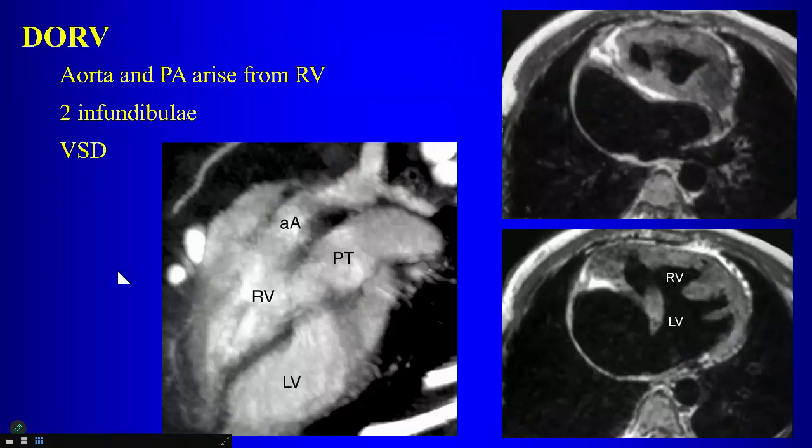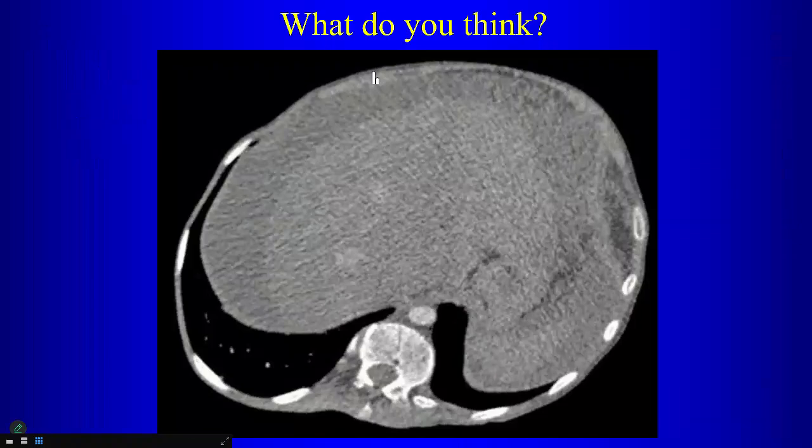Now, when you have double outlet right ventricle, there are actually two infundibuli, two outflow tracts from the right ventricle. So there's a muscular infundibulum underneath both structures, underneath the aorta and also underneath the pulmonary artery. And again, there will always be a ventricular septal defect for the blood flow from the left ventricle to get through, to get out, okay?